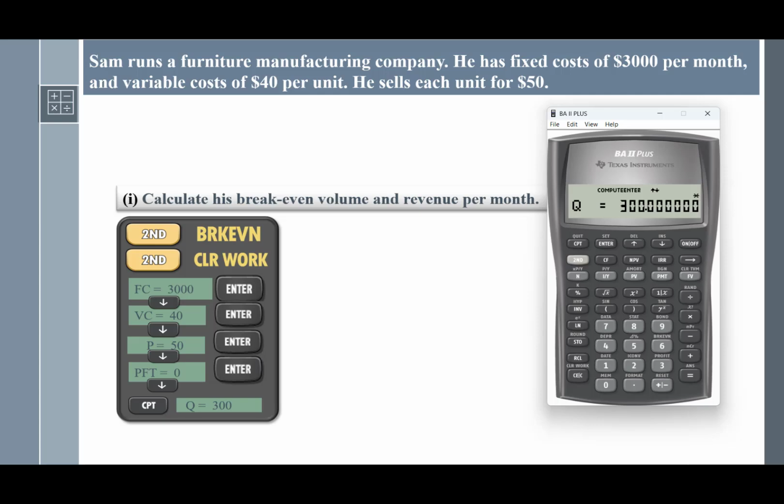They said, what's the revenue per month? So we're going to multiply by the selling price, which is $15,000. So the break-even point is either you sell 300 units or make a revenue of $15,000 to break even.